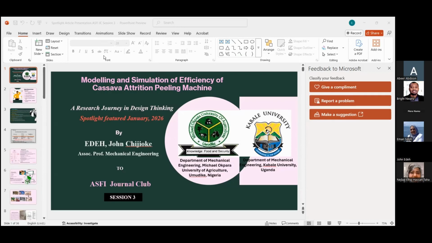We are in the process of patenting it. We are in the process of patenting the machine, and hopefully, in no distant time, the patent will be out. And then the commercialization comes after that. Thank you so much.